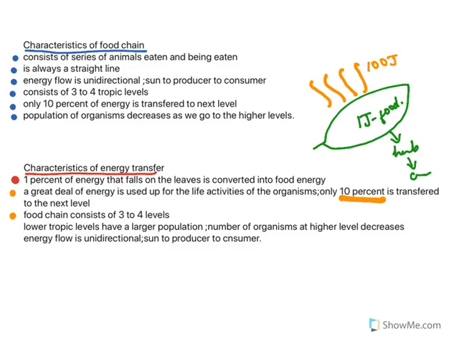The food chain consists of 3 to 4 levels. Next point is the lower trophic levels have a larger population, and the number of organisms at the higher level decreases. The energy flow is unidirectional, sun to producer to consumer, never backwards.